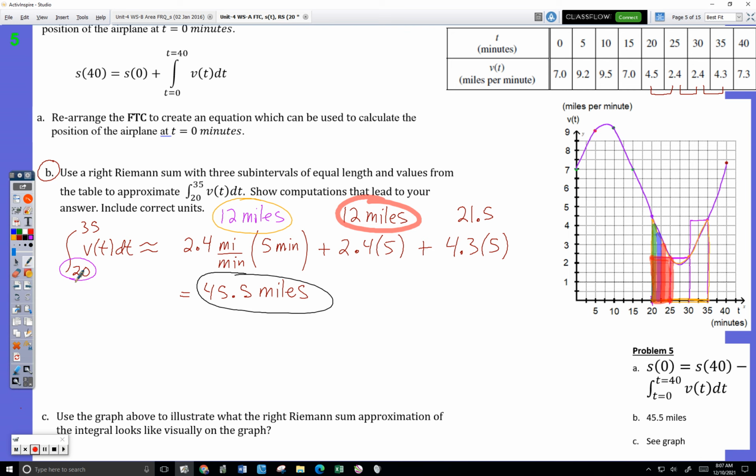See? Doesn't help. We'd get a better estimate of the displacement, but we still don't know where the plane is at 20 minutes. We don't know where the plane is at 35. And the reason we don't know that is because we don't know where it started. Yeah, the key thing to memorize here, too, for Jacob, is that this formula is not telling you position. It's telling you displacement, and that's it. You don't know where the thing is.